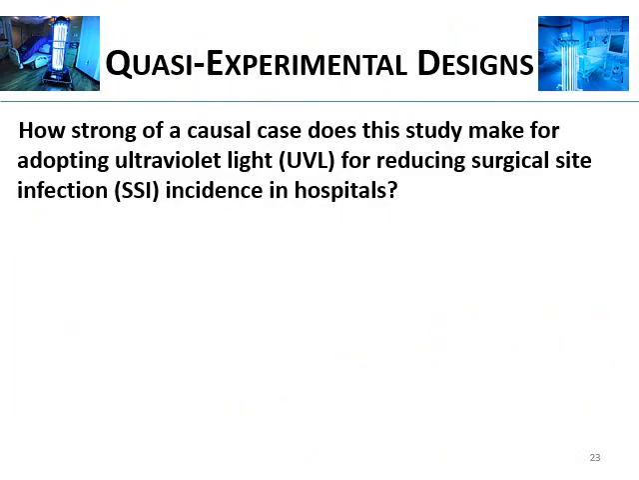So let's apply what you just learned. How strong of a causal case does this study make for adopting ultraviolet light for reducing surgical site infection incidence in hospitals? We're going to talk about different ways you might do a study. These robot-looking things are the lights. They kick in the room, close the door, open all the drawers and all the cabinets, and hit a foot pedal, and they run it for, I don't know, half an hour. Instead of chemically killing bacteria, it kills them the same way you get skin cancer. It pops their DNA, and they can't reproduce.